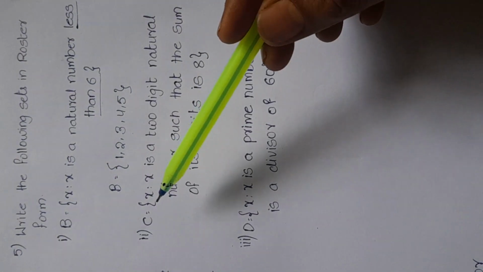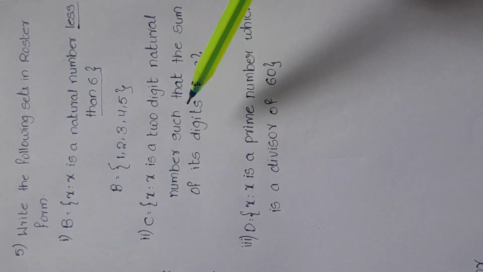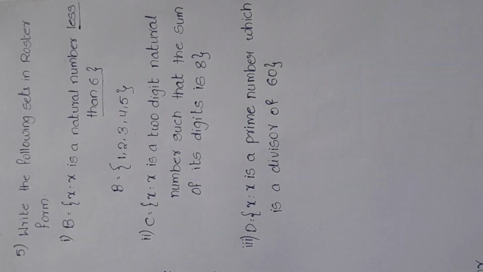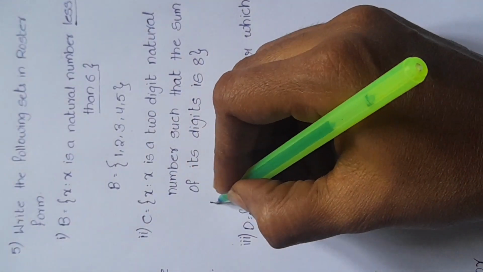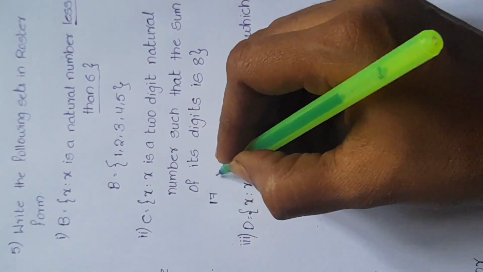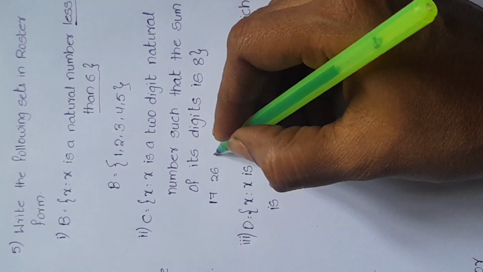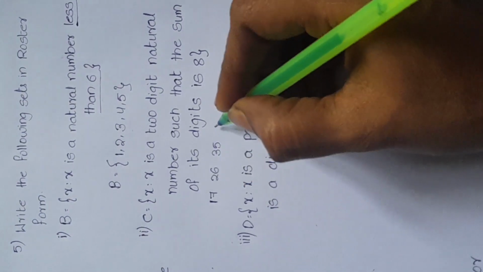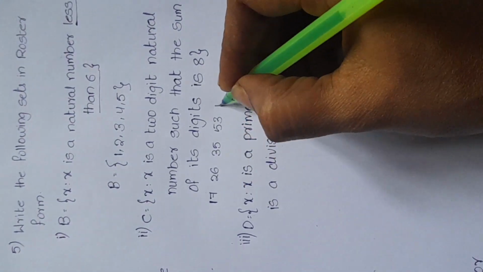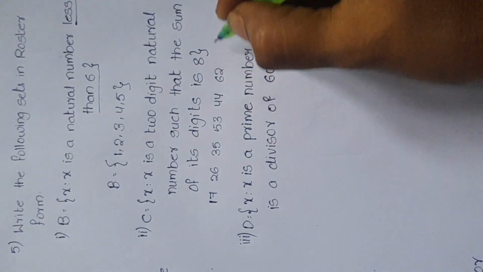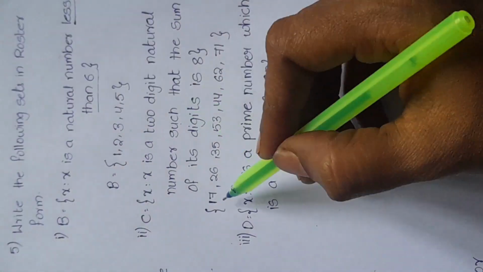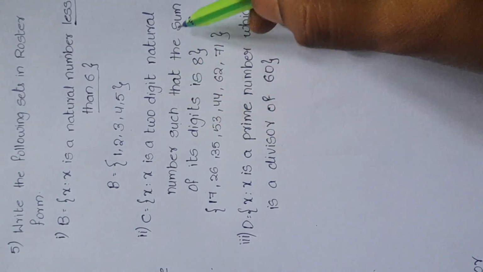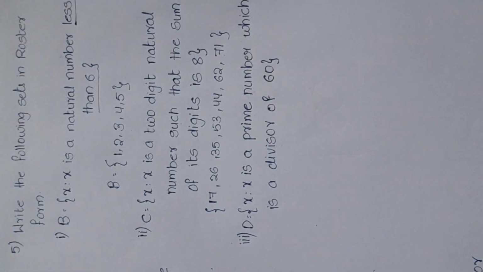Second question is, set C, x is a 2-digit natural number such that the sum of the digits is 8. Here by adding 1 with 7 we get 8, and 2 with 6, that is 26, 3 and 5, 35, again 53, 44, 62 and 71. This is the set C of 2-digit natural numbers. Here the sum of the digits is 8.